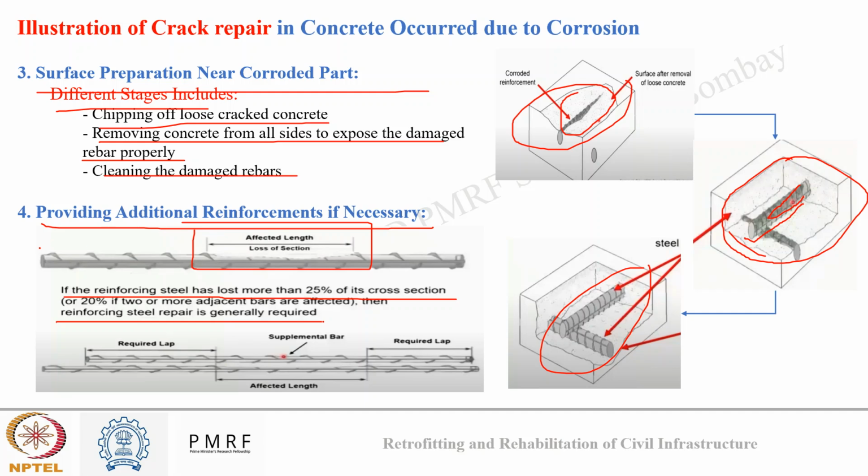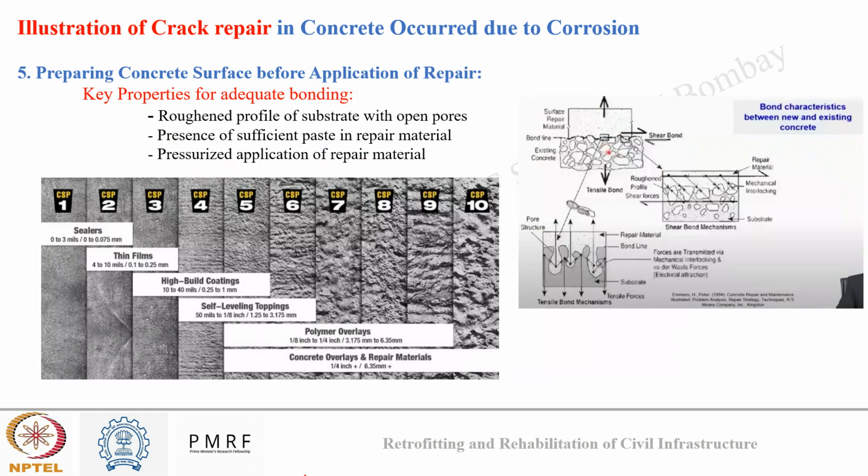Here you can see this rebar lost a lot of cross section. So for this portion I provided an overlapping supplementary bar attached to it so that it can regain its tensile property. Why are we doing it? To restore the tensile strength of the reinforced concrete. Once we have removed the concrete and cleaned the affected rebars of the corrosion products above them, and provided additional reinforcement for the effective length, the next step is to prepare the concrete surface, the substrate, properly before application of repair.